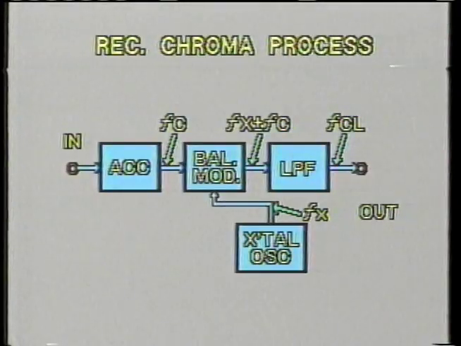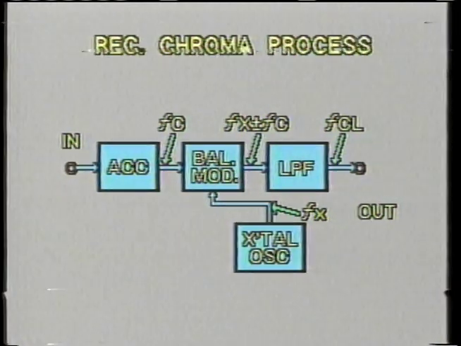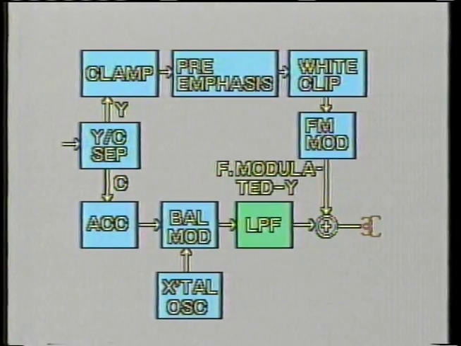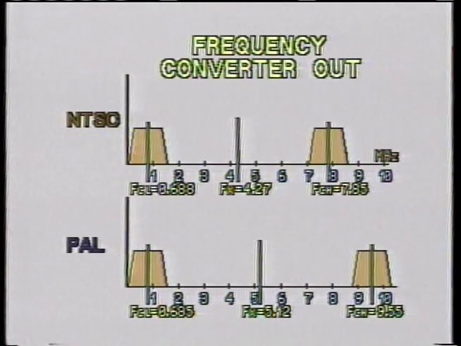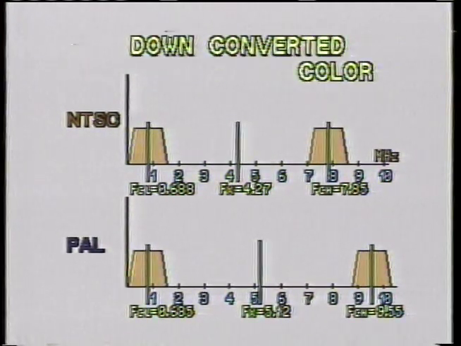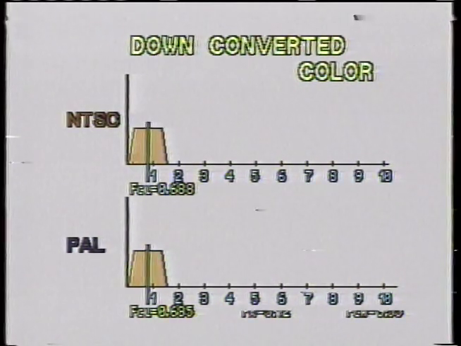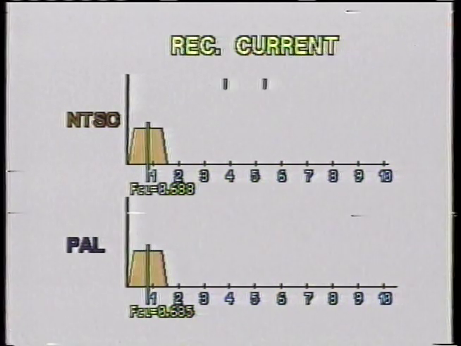The balanced modulator. Using a balanced modulator, the chroma signal is frequency modulated. From this output, a frequency component referred to as FX plus or minus FC appears. The low-pass filter. This filter extracts FX minus FC from the chroma component output from the balanced modulator. The output from this filter is mixed with the YFM signal as fixed band chroma signal FCL and supplied to the video head.